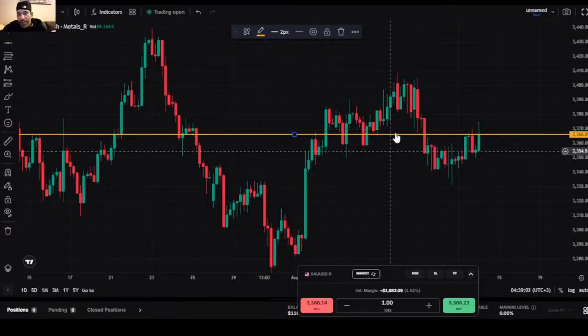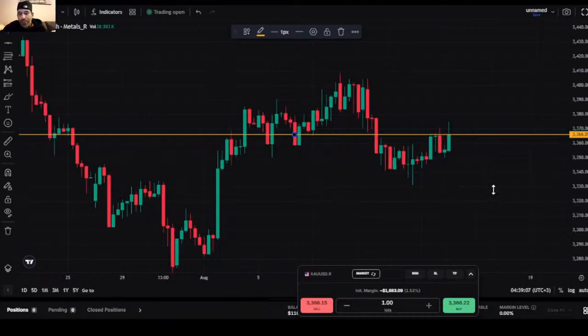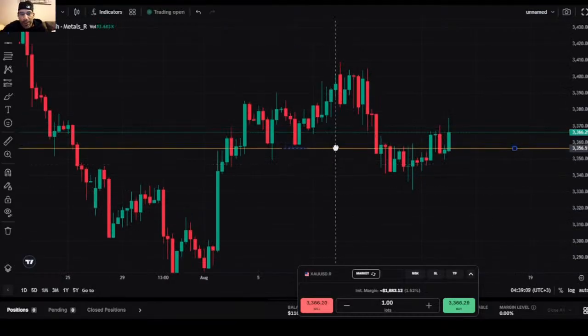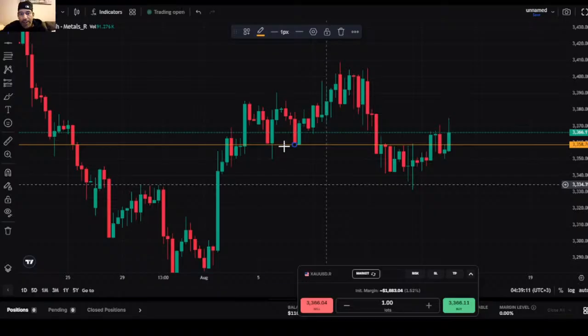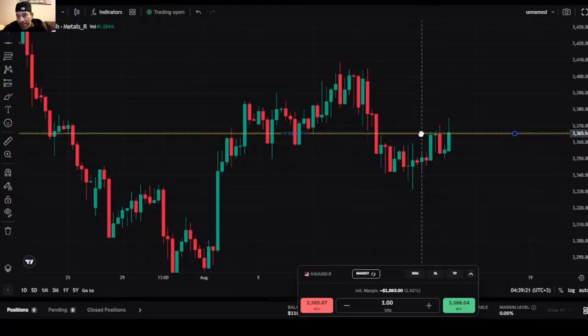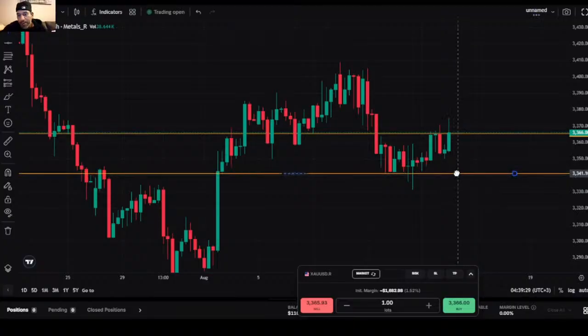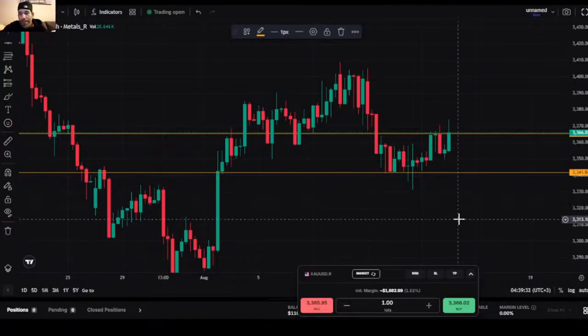Let's take a look here. Initially we had this support right in this area, but we already broke below there, and then we broke back above, then came back down, and so we're kind of ranging in this area. So we formed this new resistance right there, and then we have our support level right here. So this is kind of where we're ranging in the 4-hour.